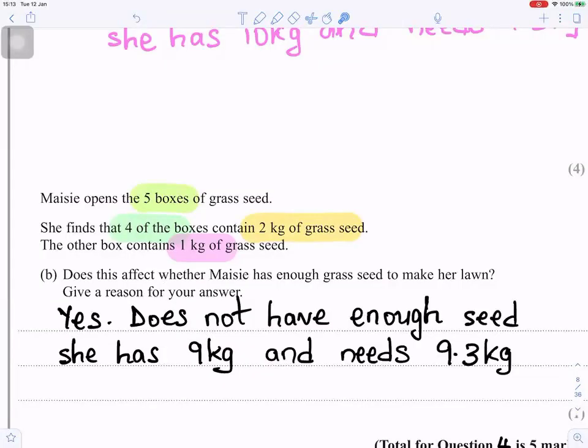Maisie opens the 5 boxes of grass seed. She finds that 4 of the boxes contain 2 kilograms of grass seeds. The other box contains 1 kilogram of grass seed. Does this affect whether Maisie has enough grass seed to make her lawn? Give a reason for your answer. Yes, she does not have enough seed. She has 9 kilograms and needs 9.3 kilograms.